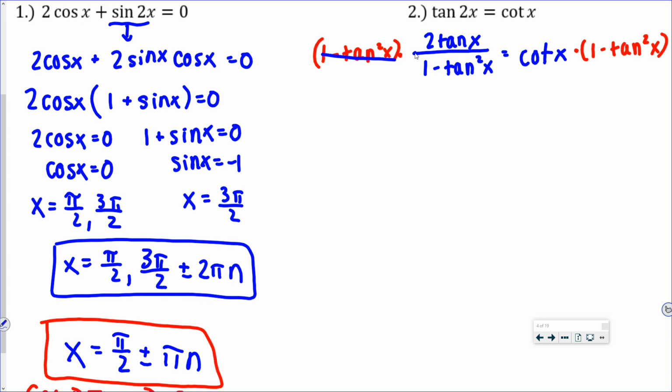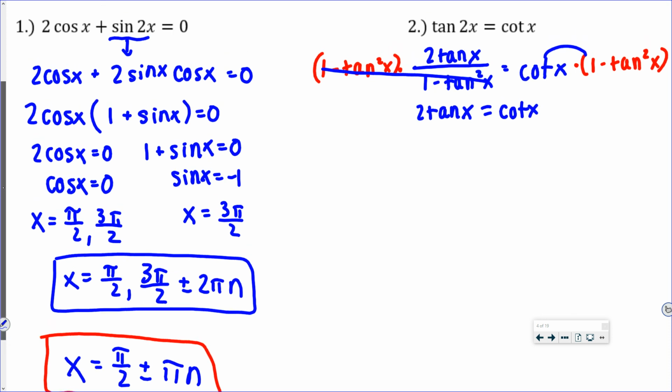Okay, so essentially that gets rid of that, and then I have 2 tangent of x. Okay, let's go through this math quick here. Obviously, cotangent of x times 1 is cotangent of x. Let's just say it's a tangent of x.